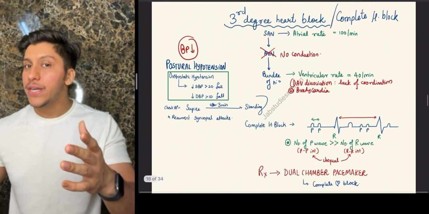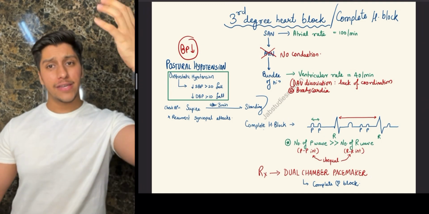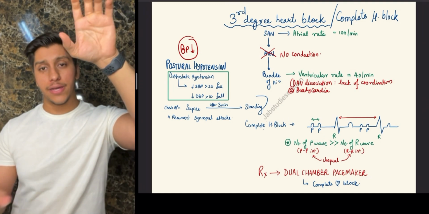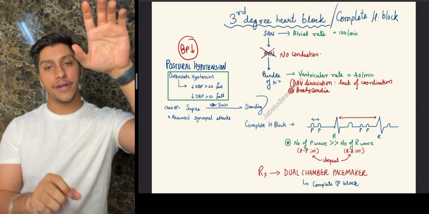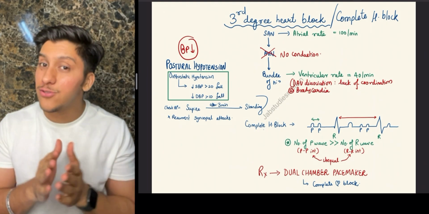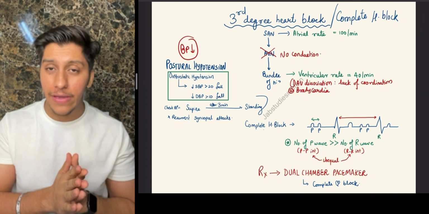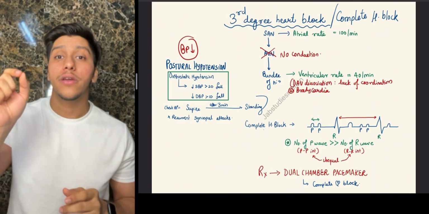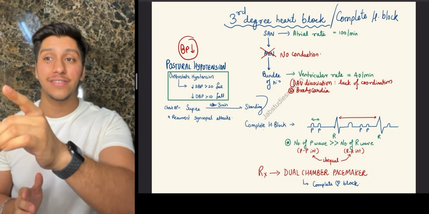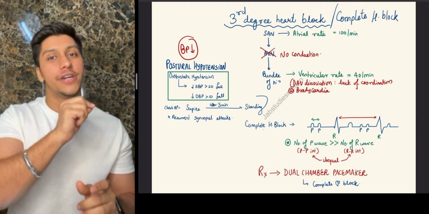So what does complete heart block mean? Complete heart block means your atrium is contracting separately and your ventricles are contracting separately. So there is AV dissociation, and if you remember AV dissociation, we talked about it in JVP waves, you're going to have a Canon A wave over here. A Canon A wave is seen in ventricular tachycardia and third degree heart block.